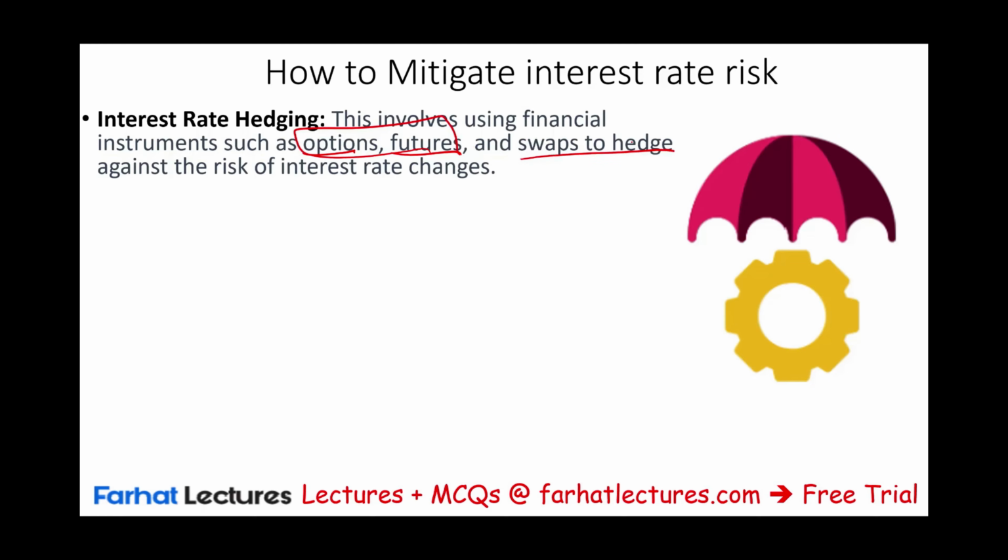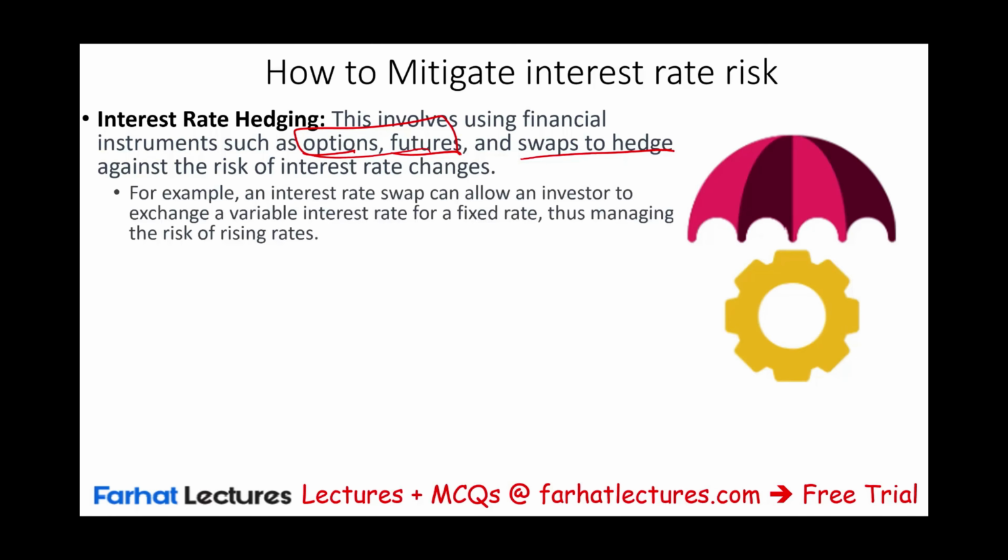And swaps. We can also use swaps to hedge against the risk of interest rate changes. What is a swap? An interest rate swap can allow an investor to exchange, for example, a fixed to variable or a variable to fixed. So if you have a fixed investment and interest rate went up and somebody else has a variable investment and you agree to swap, then they have to swap. This way, because interest rate went up, you want to recover your investment. But the opposite is true. If interest rate goes down, they will swap with you. But this is one way to manage your risk, just FYI.